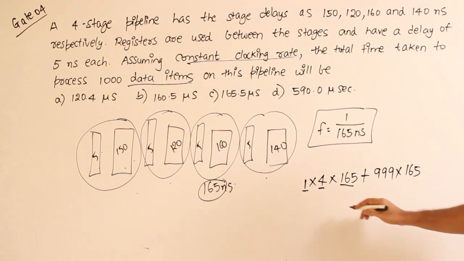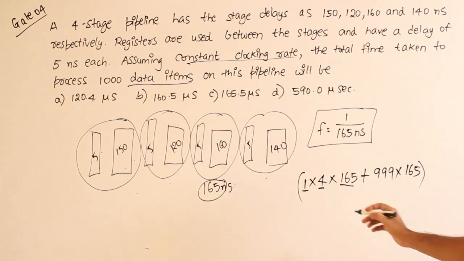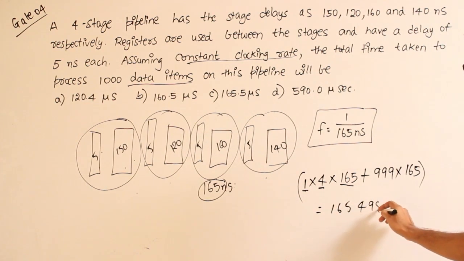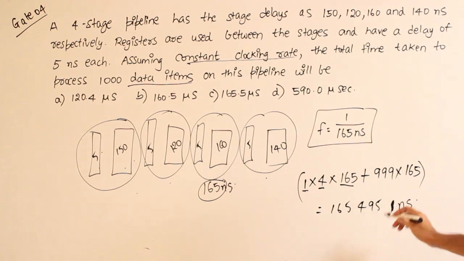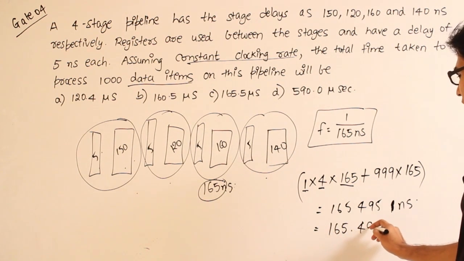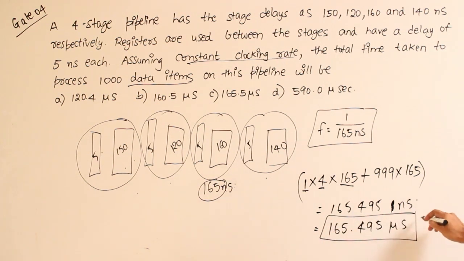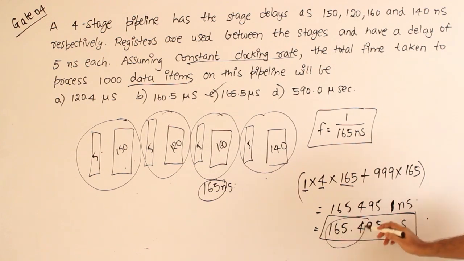So multiply by 165 nanoseconds, and if you just find it out, this number will be close to 165, I think 495 micro. This is nanoseconds. When you convert it to microseconds, it is going to be 165 microseconds. So this is the answer. This answer is close to 165.2. I think they have approximated it to one digit, so that is the answer.